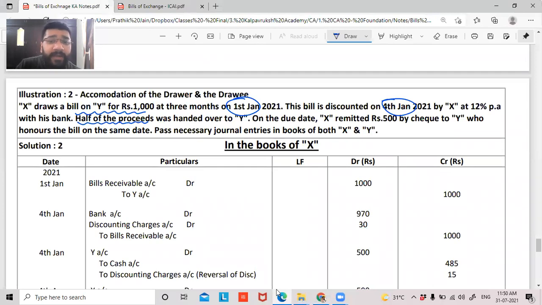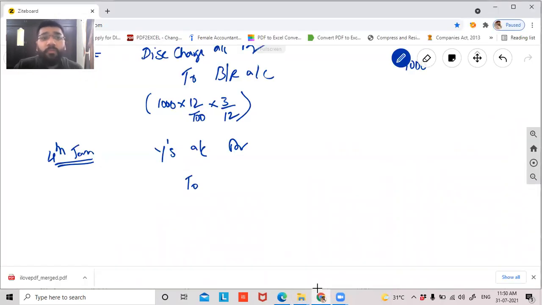Half the proceeds was handed over to Y. The mode is not mentioned, whether it is handed over through cash or check, so I'll take it as cash. How much money is being handed over to Y, guys? Can I say 490 rupees? Sorry, 485, sir. That is half of 970. 970 divided by 2. Half is gone, guys.